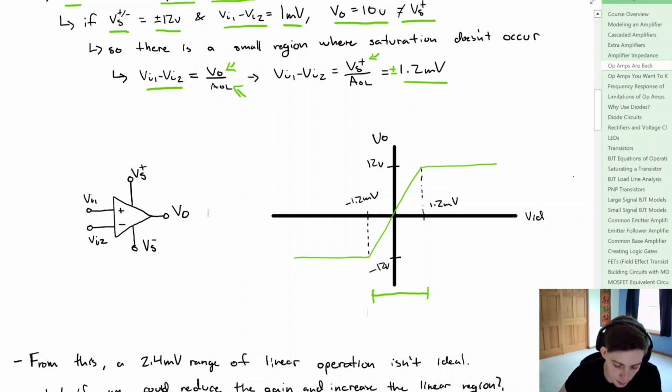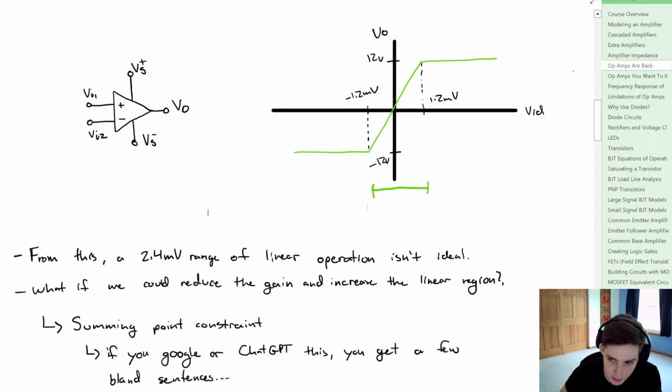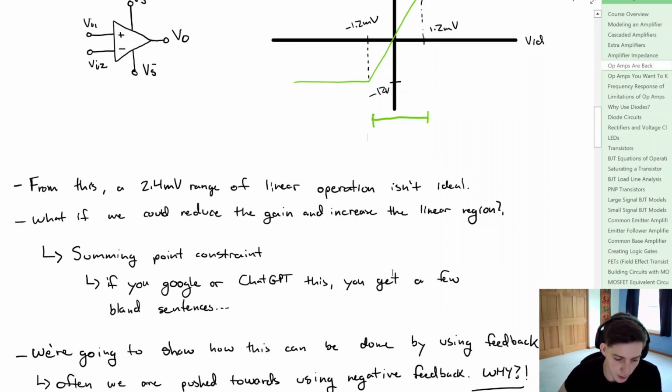Now, a 2.4 millivolt range is pretty small. It's going to be hard to really not pick up noise and have it interfere. So what we really want to do is see if we can increase that linear region, and this kind of branches you into something called the summing point constraint. And I don't like how this is portrayed in textbooks or Google or even ChatGPT. You get a few bland sentences, which I've never even found to be helpful.